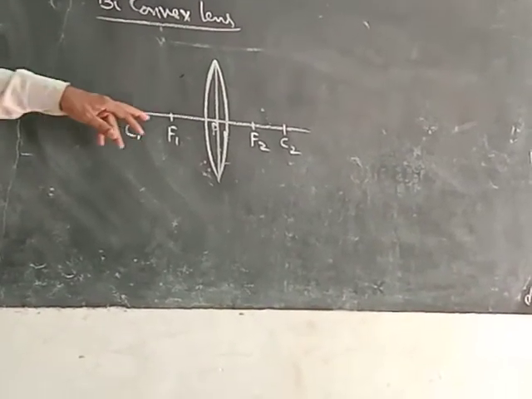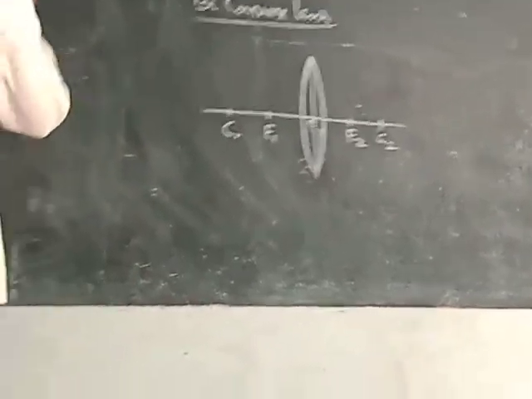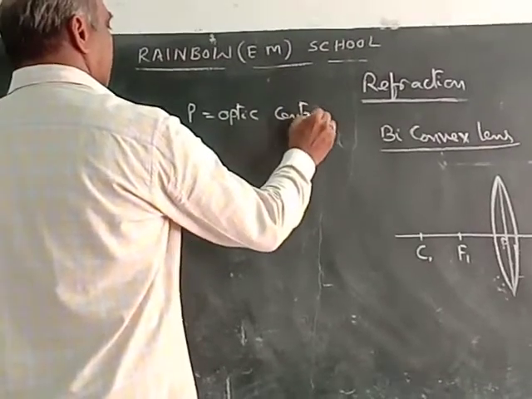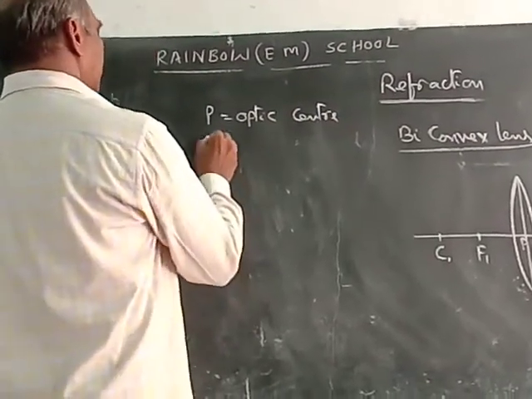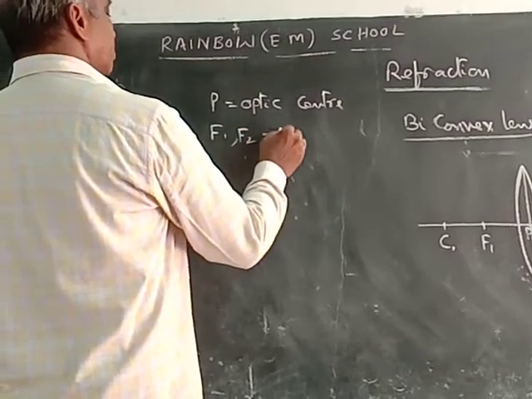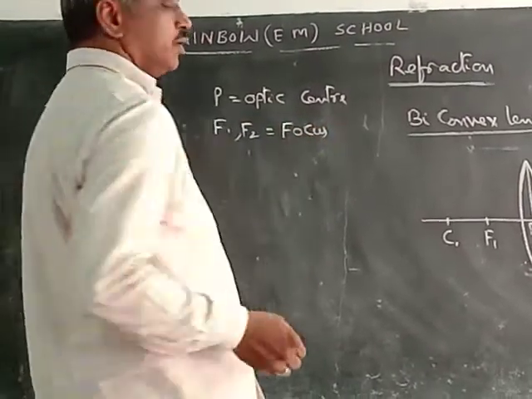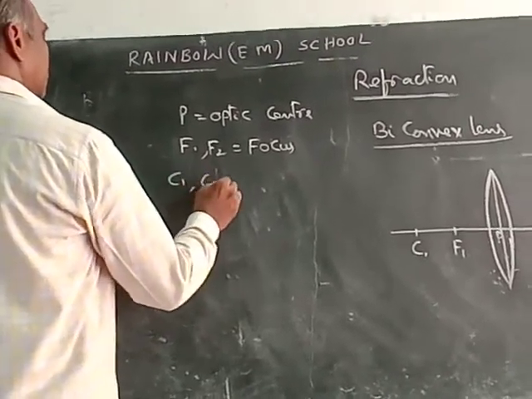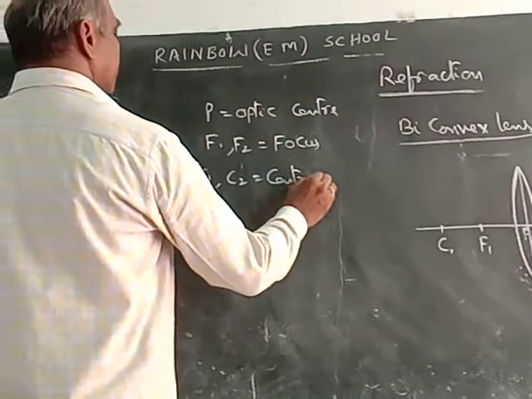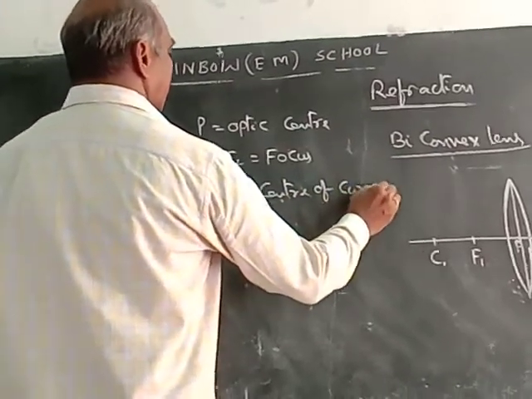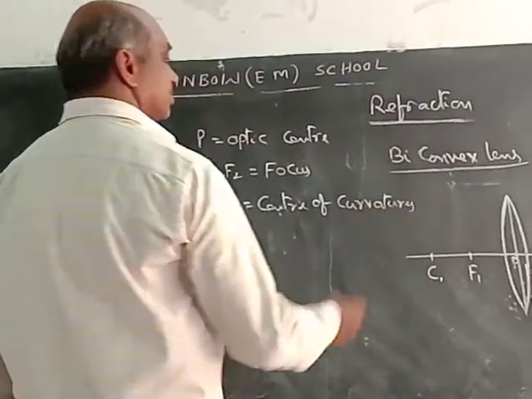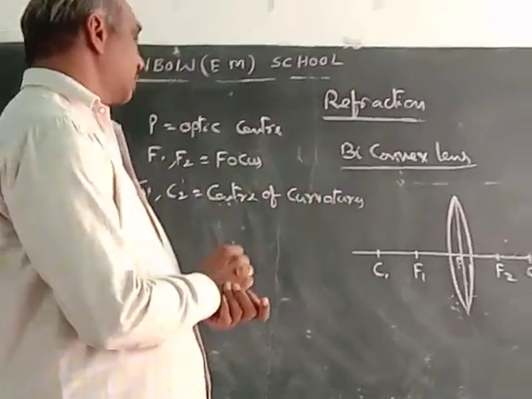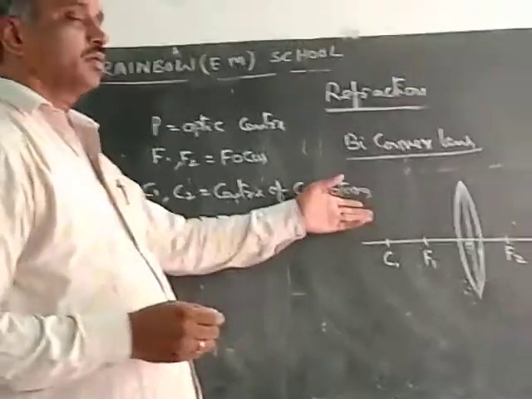Here in this case, P is called what? P means optic center, the center of the lens. Here F1, F2: focus, focal point. Here C1, C2: centers of curvature. Instead of one, two focus points are there, and two centers of curvature are there in this convex lens.